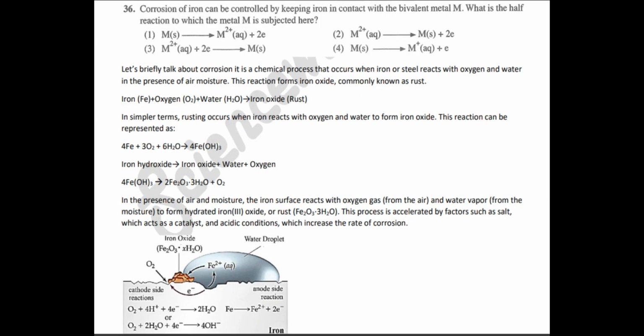36th. Corrosion of iron can be controlled by keeping iron in contact with a more reactive metal M. What is the half reaction to which the metal M is subjected here? Let's briefly talk about corrosion. To get the chemical reactions, you can look at the screen. I'll just talk about it in a simpler way.